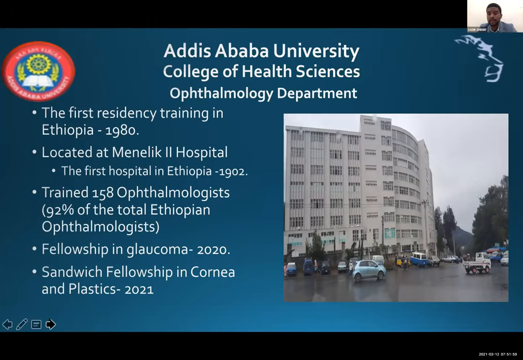So far, my department has trained more than 150 ophthalmologists in Ethiopia, which is nearly 90% of the Ethiopian ophthalmologists. We have a four-year ophthalmology residency program, and we also started a glaucoma fellowship in collaboration with Alberta. So Canada is still in place with us in our department. And this year we started a sandwich fellowship in cornea and plastics in collaboration with the Himalayan Cataract Project.